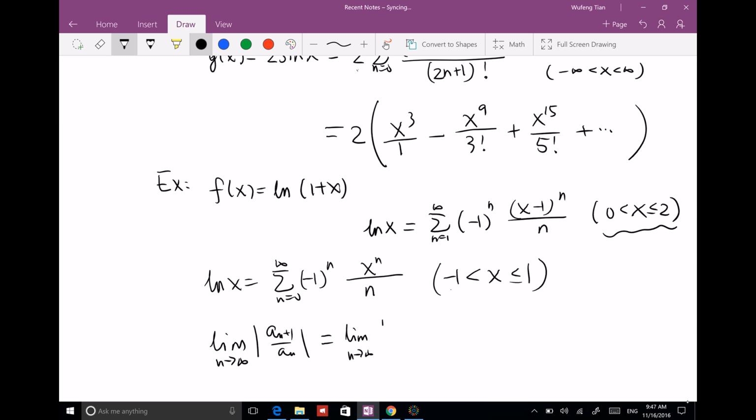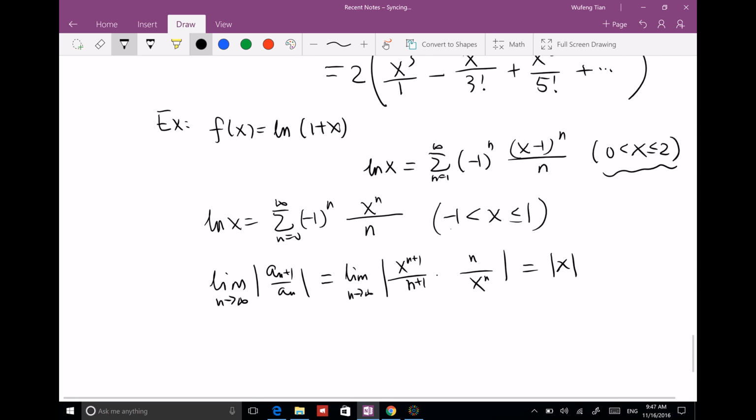Okay, so everything will cancel out. It's x to the n plus 1 over n plus 1 times x to the power. The negative sign doesn't matter because you take the absolute value, so it will always be positive. And n, so it's just the x. Okay, so we got x is less than 1. I got x is less than 1, bigger than negative 1.